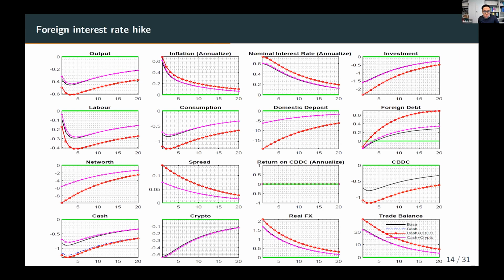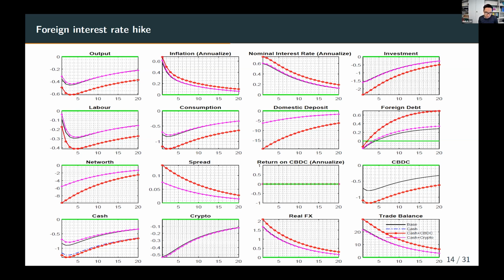We studied the effect of CBDC through impulse response functions. First, based on the current situation of the increase in the Federal Reserve rate, I show you the response to a foreign interest rate shock. In short, the shock causes a recession for the emerging market and a depreciation in the real exchange rate. It boosts exports, so the trade balance improves.